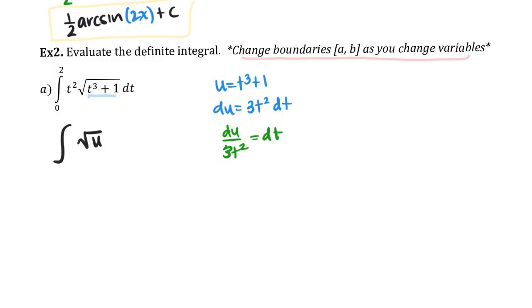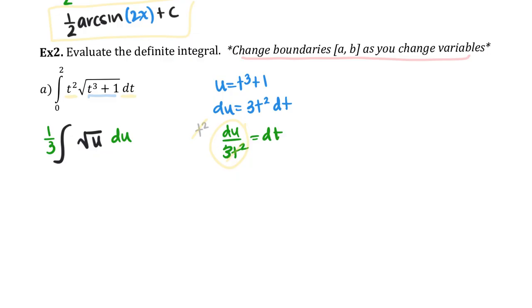Okay, I am left with a t squared and a dt. This is my dt. I need to times it by a t squared, which is great because now the t squareds cancel. I'm left with du, and it's over 3. I'm going to go ahead and put the 1/3 over here for no reason other than it's out of the way. Okay, it looks good so far.